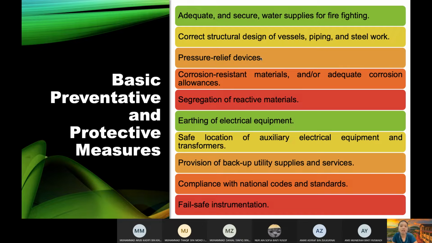Pressure relief device. So your equipment yang ada pressure tinggi, kamu ada pressure relief valve. So kita guna pressure relief valve atau kita guna bursting disc. So maksudnya bila ada over pressure je, dia akan burst. So they will release the pressure out. Corrosion resistant material, adequate corrosion allowances. So you can discuss in general, tetapi later dalam design project 2, when you're already designing the equipment, you have to come back to this.